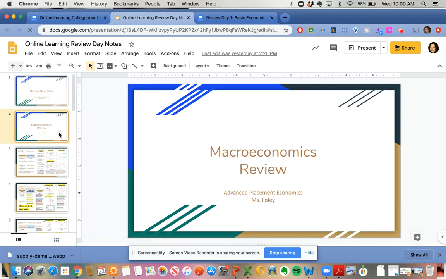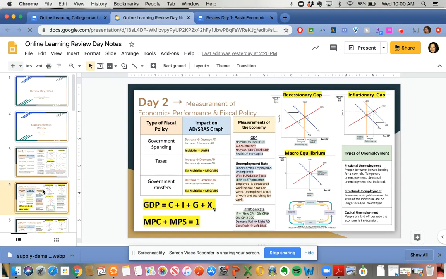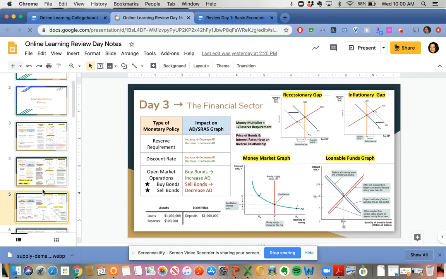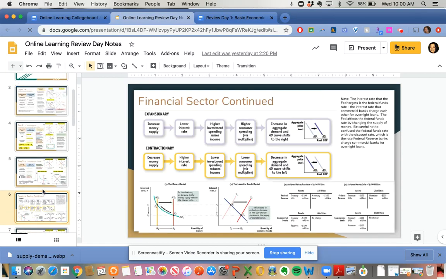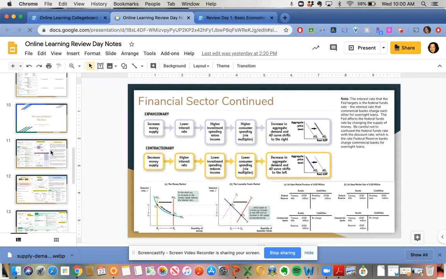So for each day, I have important concepts, key things, graphs, vocabulary, that sort of thing, all available here. Feel free to take a copy of that and print it out, use it, that sort of thing. So that's definitely what we are taking a look at.